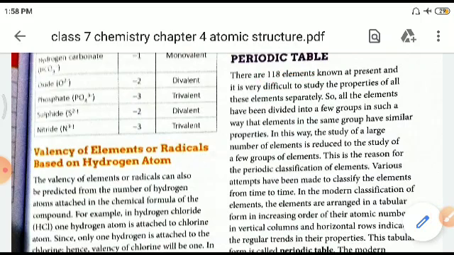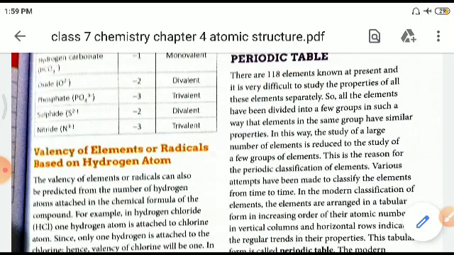So what the scientists did was group them, and then on the basis of one or two elements of that group, they predicted the properties of others, which were found to be nearly correct. So things became very easy for them. Now see what is written here. There are 118 elements known at present, and it is very difficult to study the properties of all of these elements separately. So all the elements have been divided into a few groups in such a way that the elements in the same group have similar properties. In this way, the study of a large number of elements is reduced to the study of a few groups of elements. This is the reason for periodic classification.